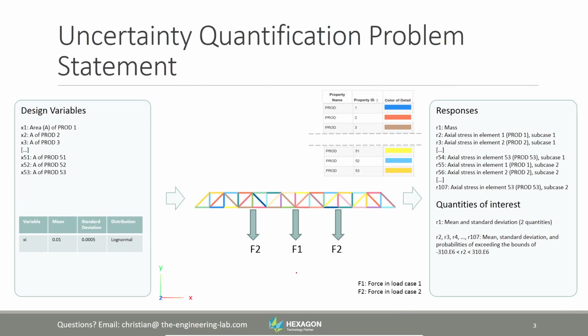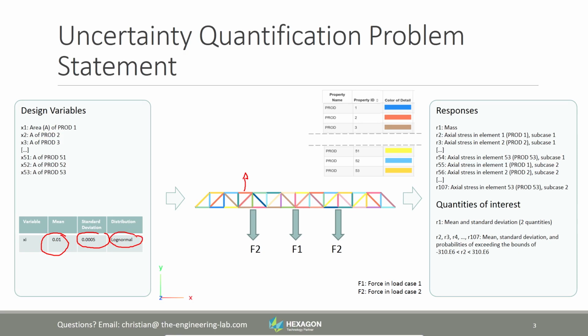On this slide is the problem statement for the uncertainty quantification. Here, we're just varying the area of each truss member, if you will. We have over 53 truss members, so there are going to be 53 uncertain variables. The starting mean is 0.01. The standard deviation is 0.0005. We're dealing with log normal distributions.